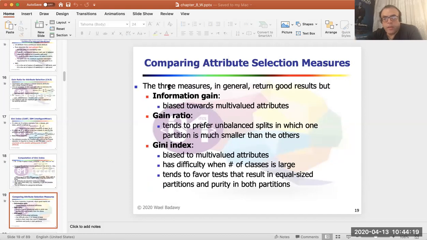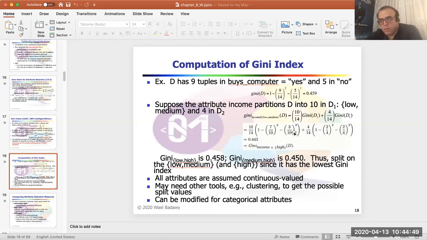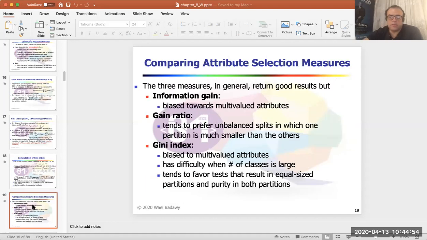So comparing attributes, we have what we call information gain, we have gain ratio, and we have Gini index. Here you have some comments: information gain is biased toward multi-valued attributes, gain ratio prefers unbalanced splits, and Gini index is biased toward multi-valued attributes and has difficulty when the number of classes is large, because basically you will compute different classes, and in some other contexts we talk about correlation between these different classes.